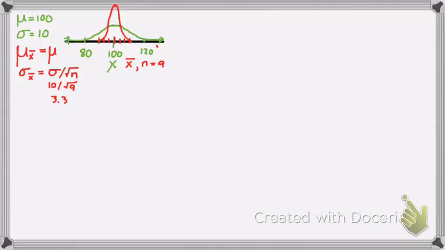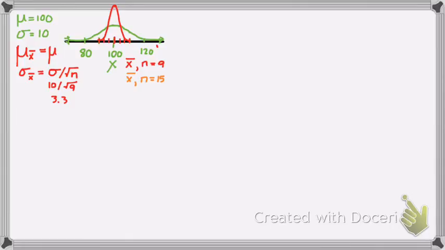There's a lot less variability, and because there's less variability, you're a lot more likely to get a value right near 100. That's why the height of this sampling distribution of the sample mean is a lot taller than your original distribution. Now, if I chose an even larger sample size, that's going to further reduce my variability.